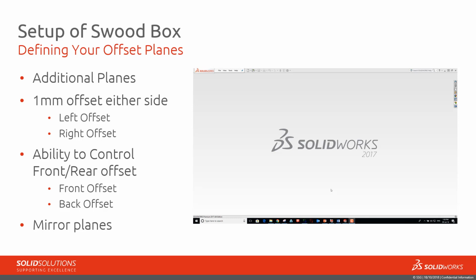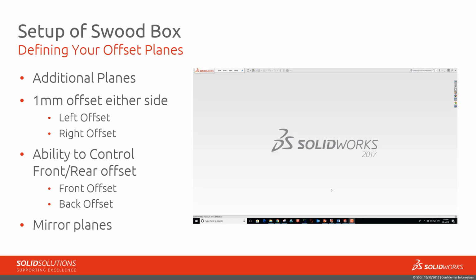So just to control those offsets that we mentioned, from left to right, as well as the options from front to rear, we'll be looking at defining additional reference planes inside the SWOOD box environment, as well as mirror planes to assist with the definition of those connectors as we bring them in a little bit later on. So rather than having to duplicate the efforts each time, we can use the components to pattern them within inside the SWOOD box.